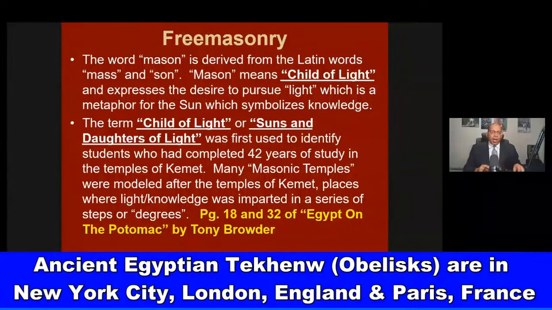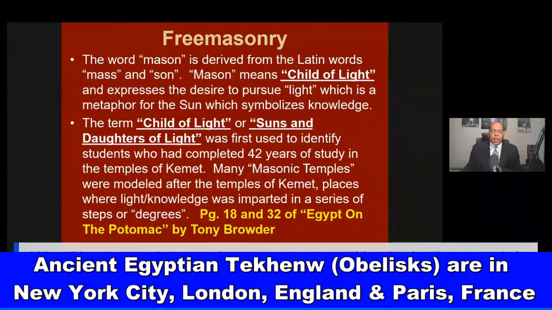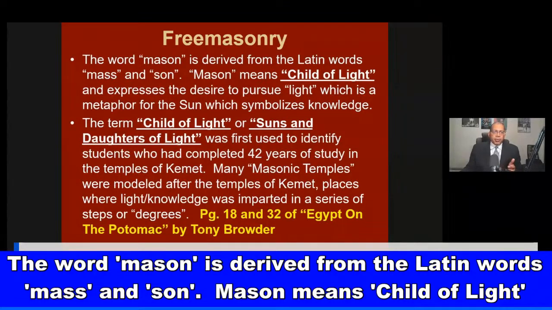Now, the word Mason is derived from the Latin words mass and sun. Mason means child of light and expresses the desire to pursue light, which is a metaphor for the sun, which symbolizes knowledge. So for eons, light was symbolized with knowledge and darkness was symbolized with ignorance. So when you talk about Europe being in the Dark Ages, it was referred to as a period of ignorance and raging civil wars and famine, things of this nature.